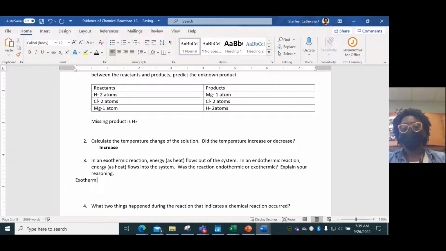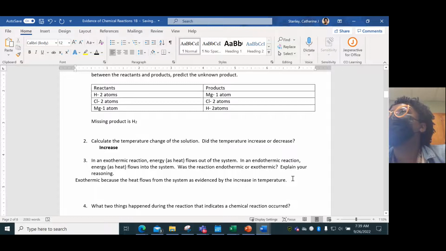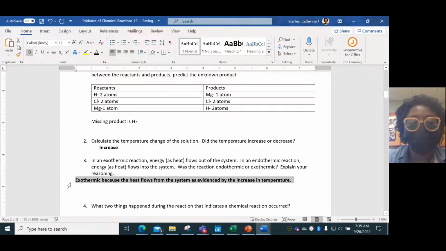Why? Yes. From the system. Good. As evidenced, watch how I write this, everybody. As evidenced by the increase in temperature. Do you see how I use the experiment to defend my answer?